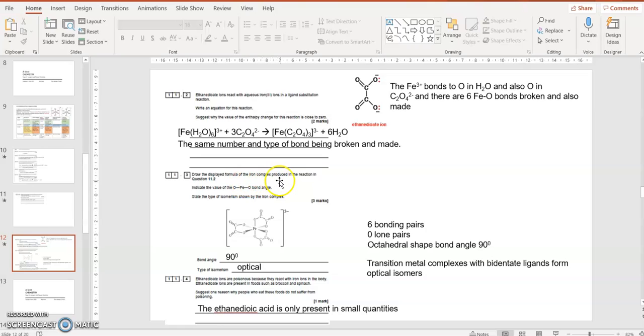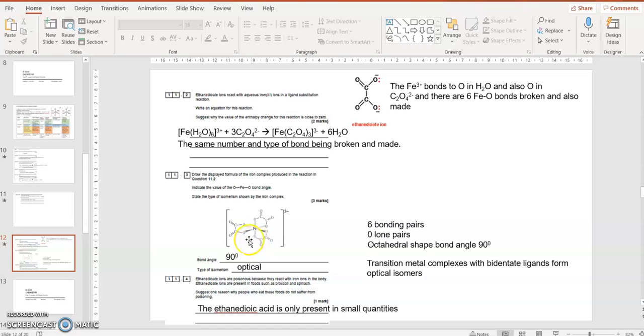Draw the displayed form of the ion complex produced in the reaction. So again, you just put 3 of these round, and you should really draw the lone pairs of electrons on the O's and do arrows towards the Fe to show that there are coordinate bonds with the electrons donated from the O's to the Fe. 6 bonds around it, so it's going to be octahedral. 4 in the plane, 1 up, 1 down. 6 bonding pairs, 90 degrees.